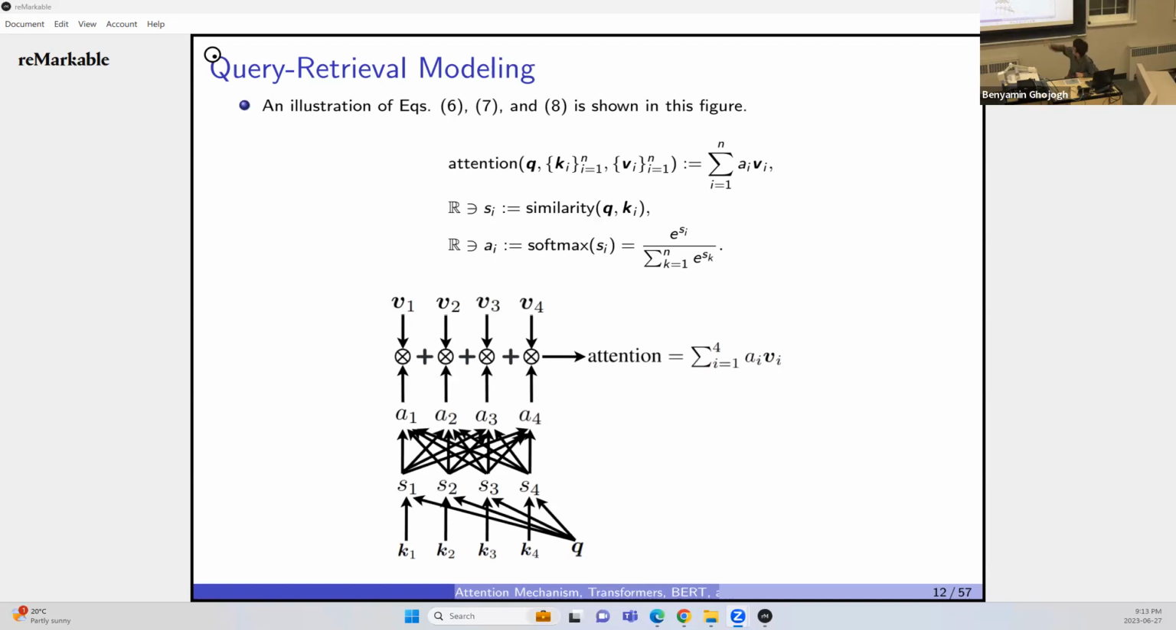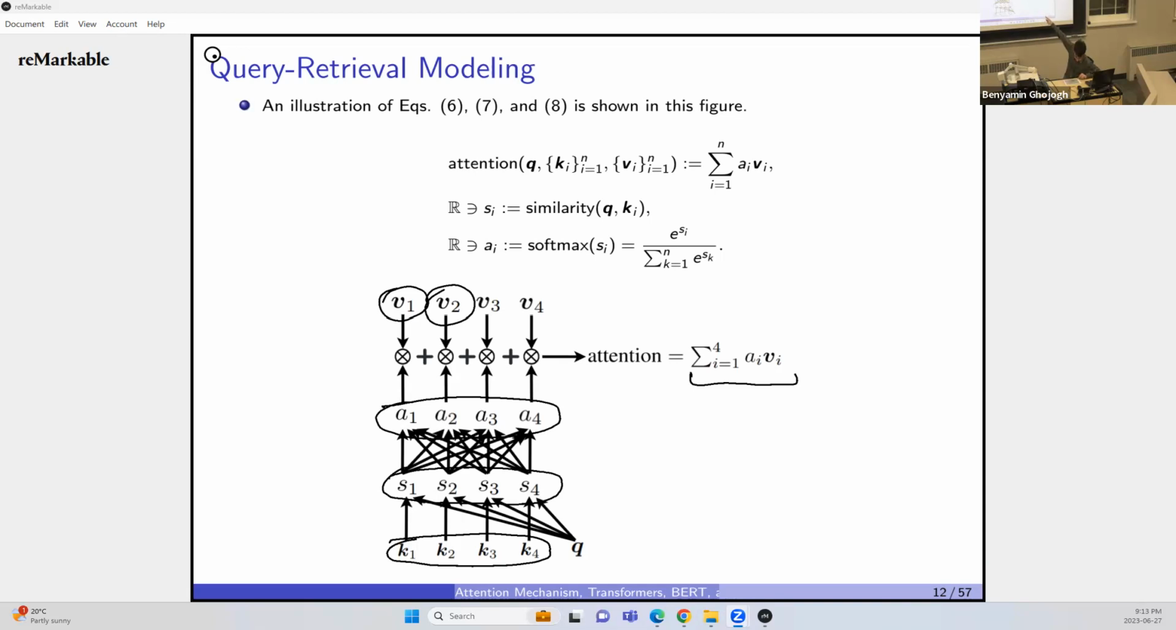So we have, for example, in this figure, 4 keys. We calculate the similarity of the query with each of these keys in order to give us S1 to S4. Then we have softmax, and each softmax uses all of the values. Therefore, we have a kind of fully connected structure in order to calculate A1 to A4. Why am I having a fully connected structure? Because in the denominator of softmax, I'm using all of them. And then I multiply them by the values in order to have the linear combination of the values. It gives me the attention, right? As you saw, I'm modeling attention mathematically.